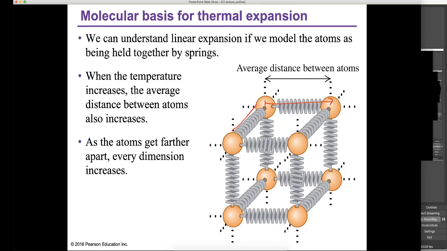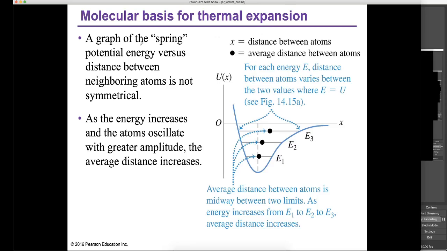Okay, so that's the mechanism behind this thermal expansion. Here is a molecular basis of thermal expansion. Here is a graph showing the minimal and maximal lengths of, let's say, the atoms, the distance between atoms.